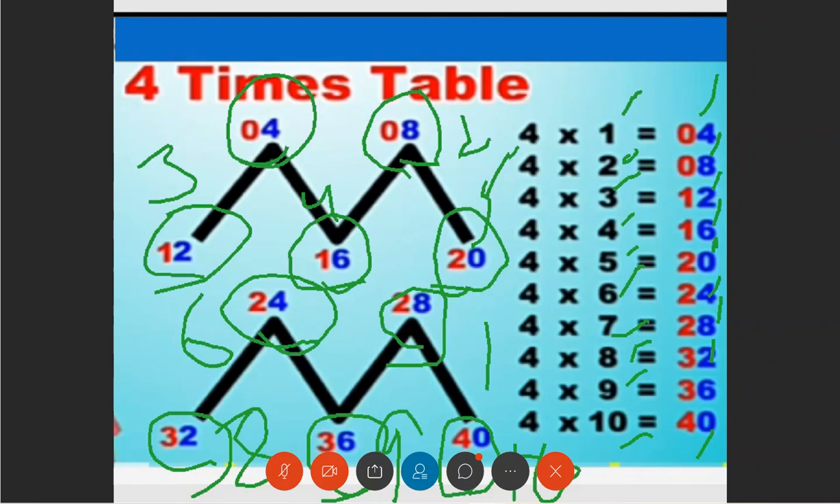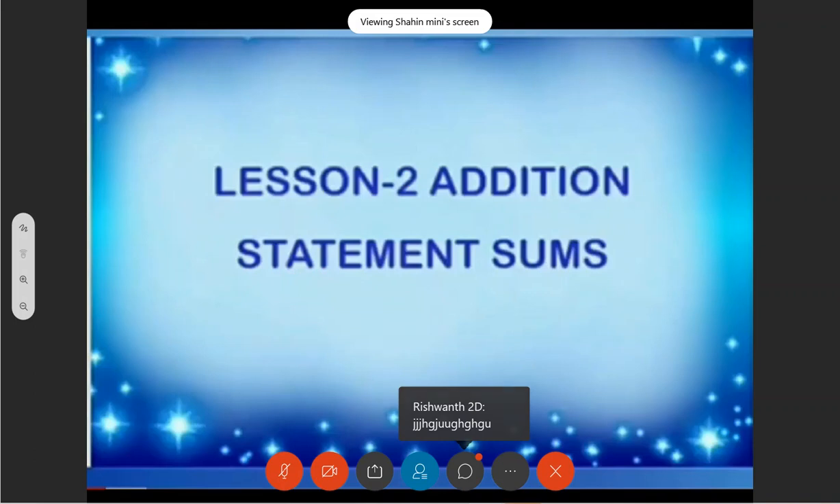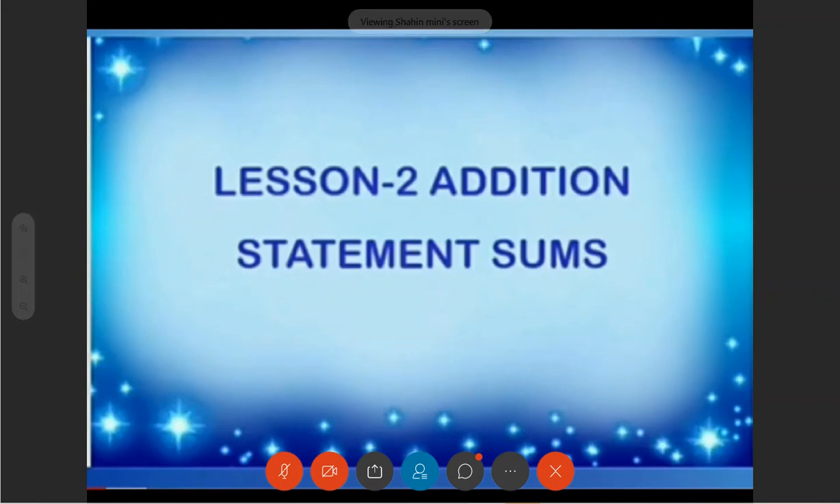Now we are going to start the session. Come on, children, join with me for the continuation of lesson number 2. We are going to continue today lesson number 2, addition. Today is the statement sum, that is the word problem. Let's start.